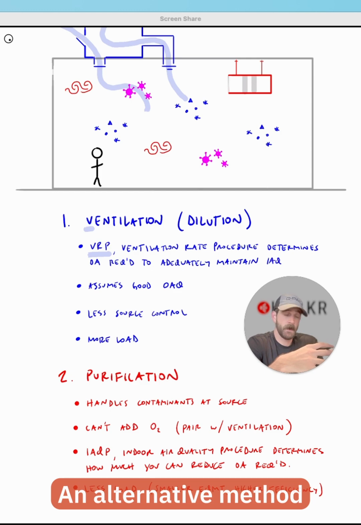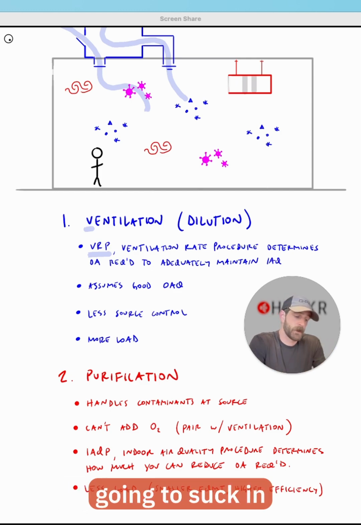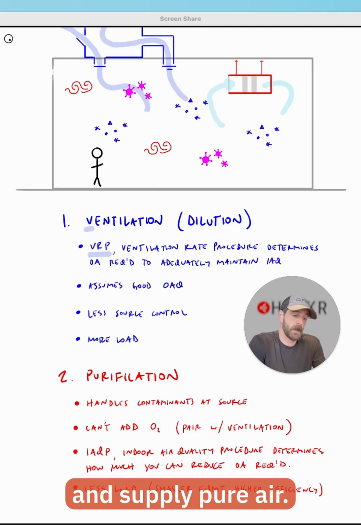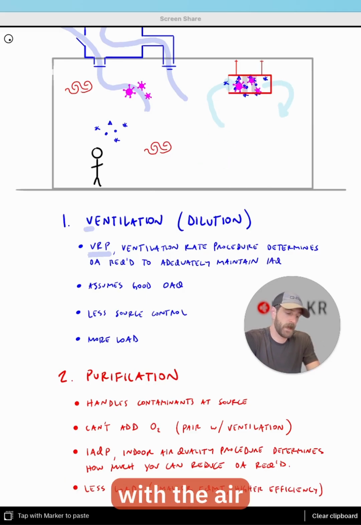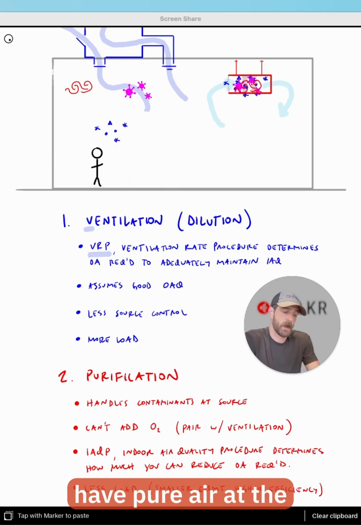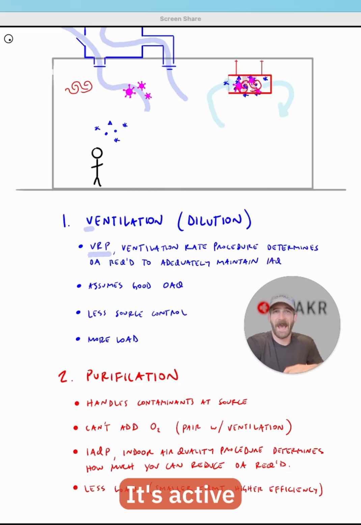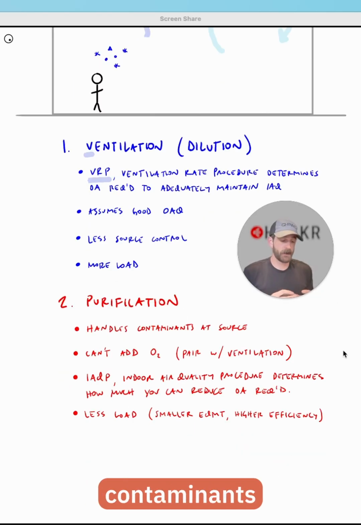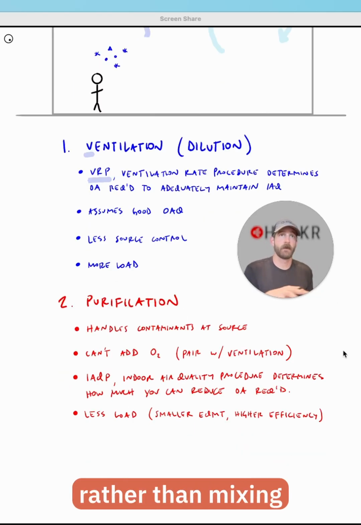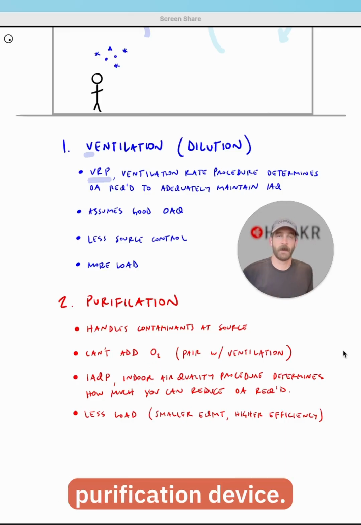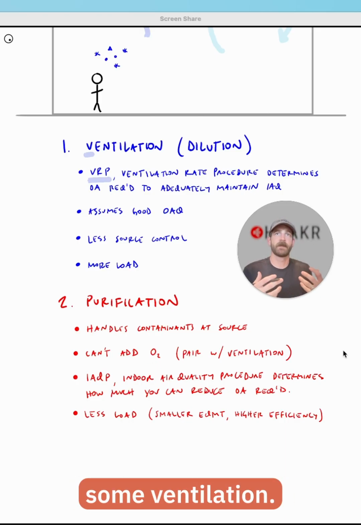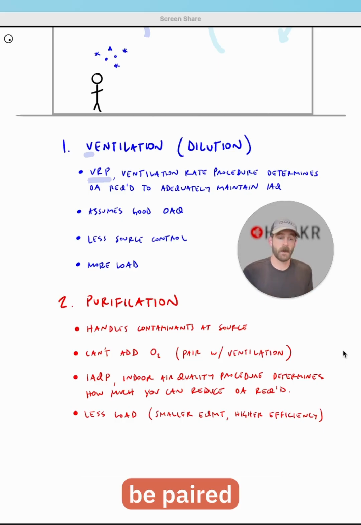An alternative method is purification. This is where you're going to suck in indoor air, filter out the contaminants, and supply pure air. So with this method, we are actually trapping the contaminants with the air purification device and ensuring that you have pure air at the source. It's active purification instead of dilution. So the purification method handles contaminants right at the source rather than mixing and diluting. The downside is you cannot add oxygen with an air purification device, so you still need some ventilation. This method has to be paired with some ventilation.